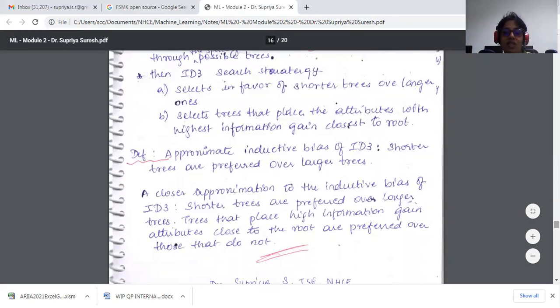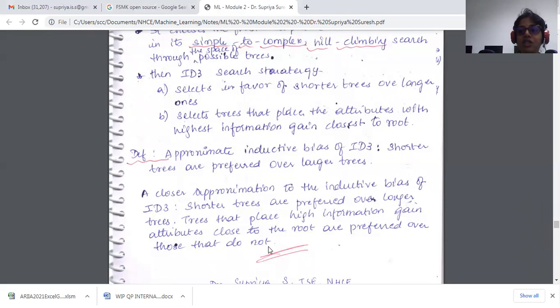We will write that in another way. A closer approximation of the inductive bias of ID3 is: shorter trees are preferred over longer trees, and trees that place the highest information gain attribute close to the root are preferred over those that do not. The same two points are written in the form of a definition, so that it is easy for you when you write it in your exams. The concept is the same: shorter trees over longer trees, and whichever attribute has the highest information gain is preferred closer to the root.